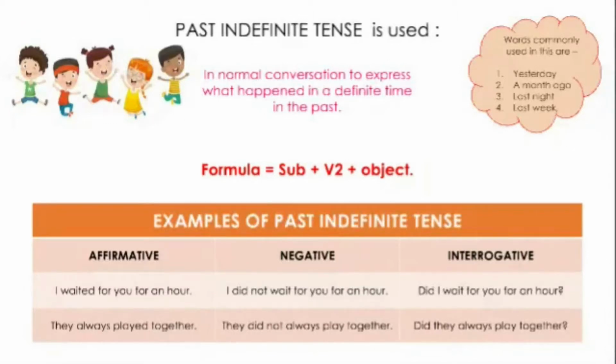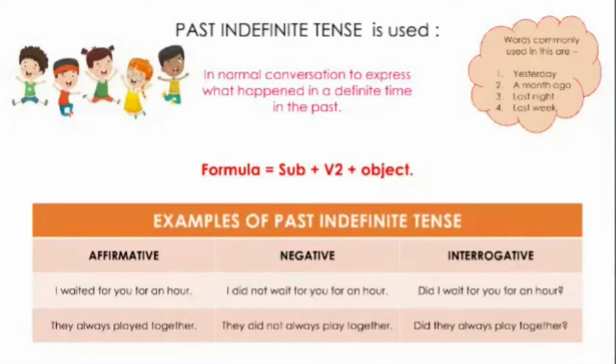In this particular tense, we use these common words which you can see on the right side. Say yesterday, a month ago, last night, last week. These are the common words that are used with the past indefinite tense, or for that matter, even past continuous tense. Whatever thing we are depicting in the past, we will use one of these words. I went to the park yesterday, that way.